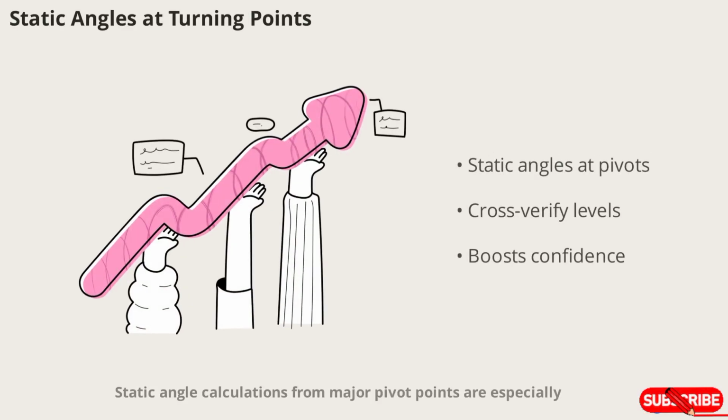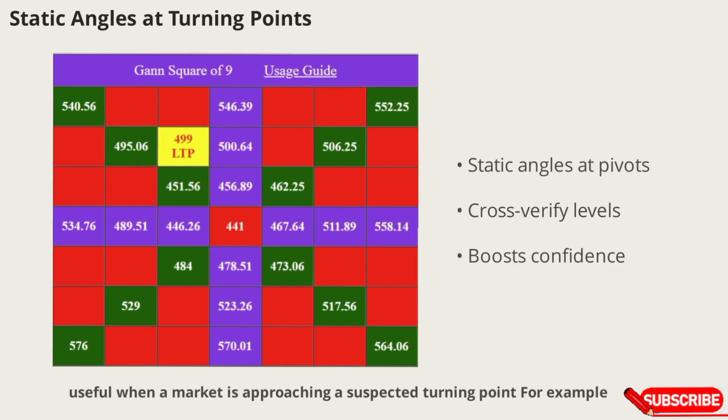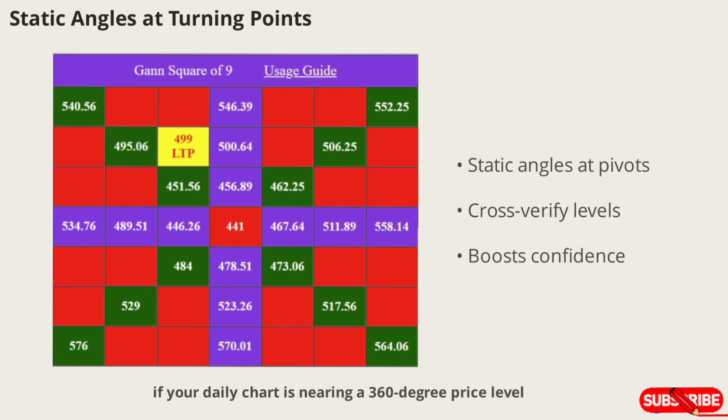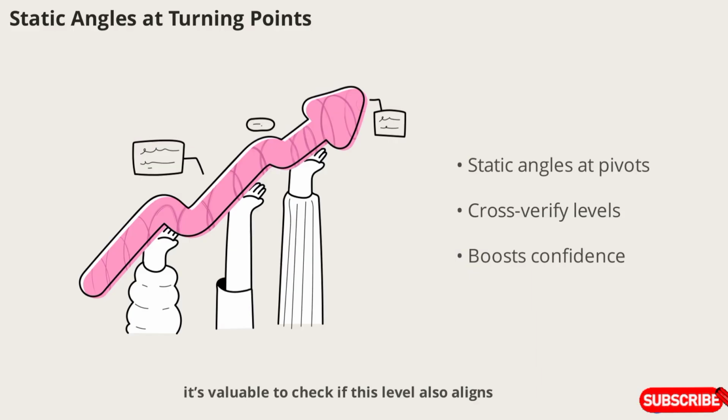Static angle calculations from major pivot points are especially useful when a market is approaching a suspected turning point. For example, if your daily chart is nearing a 360-degree price level, it's valuable to check if this level also aligns with a significant rotation down from an all-time high. This cross-verification can provide additional evidence that a major reversal is imminent, giving you more confidence in your trading decision.